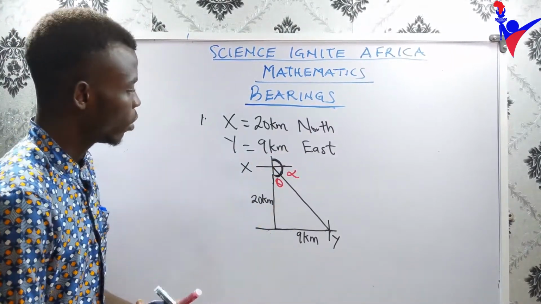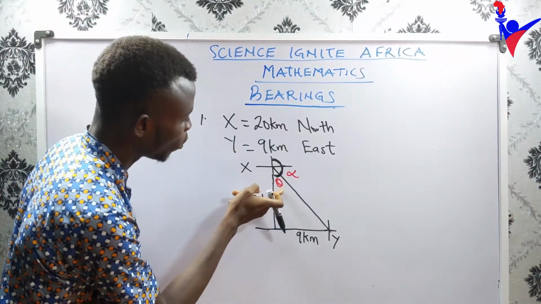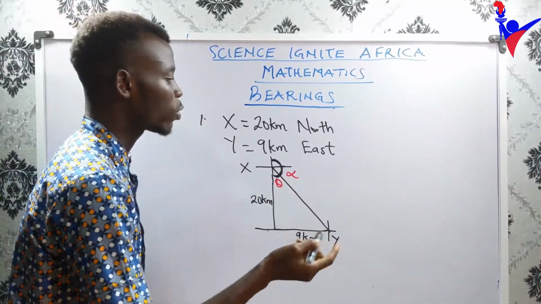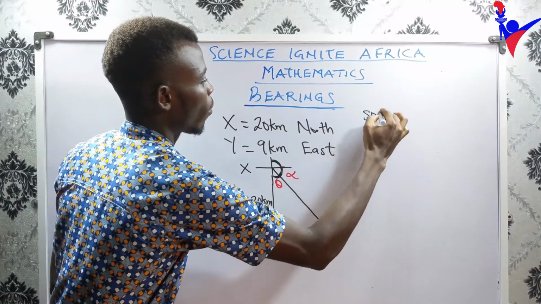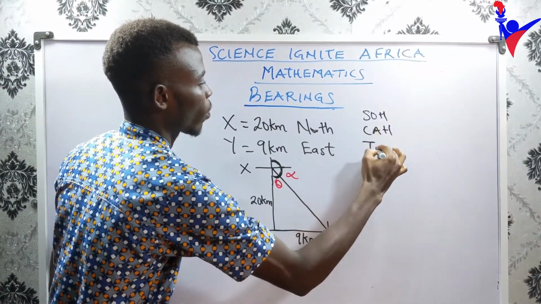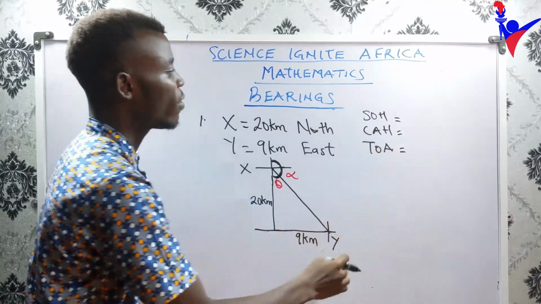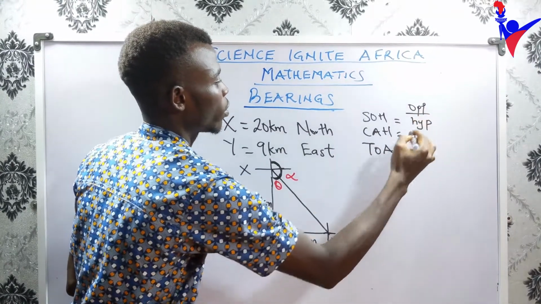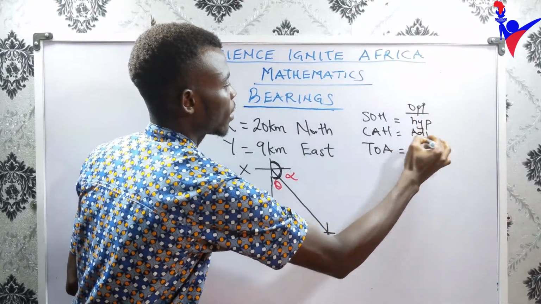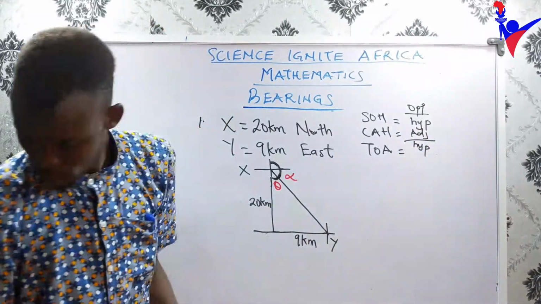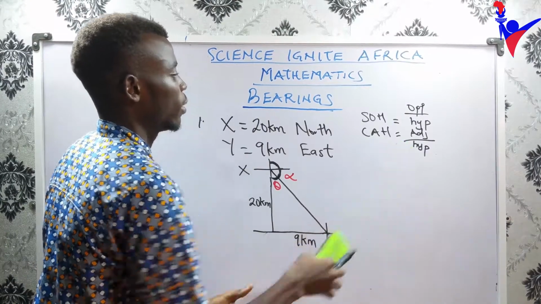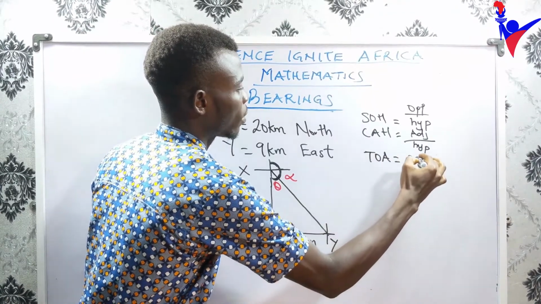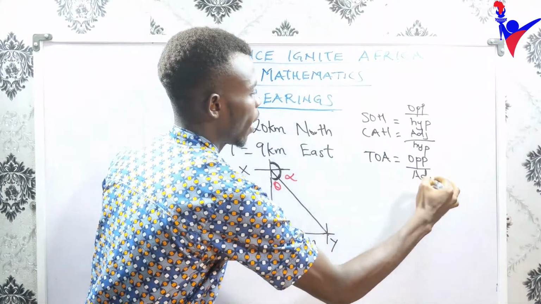The first thing I'm to do is look for the value of the inner part, which is theta. To do that, I will take us back to our SOHCAHTOA, where we have sine theta as opposite over hypotenuse, cos theta as adjacent over hypotenuse, and tan theta as opposite over adjacent.